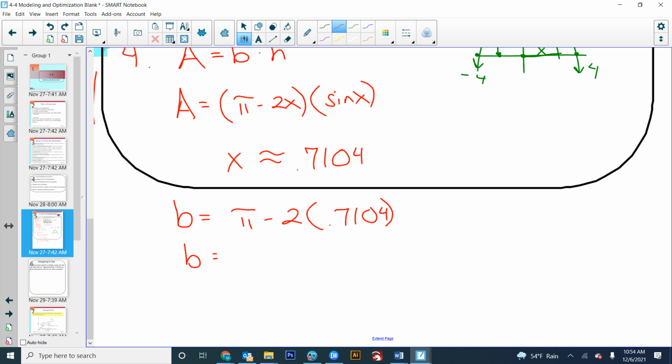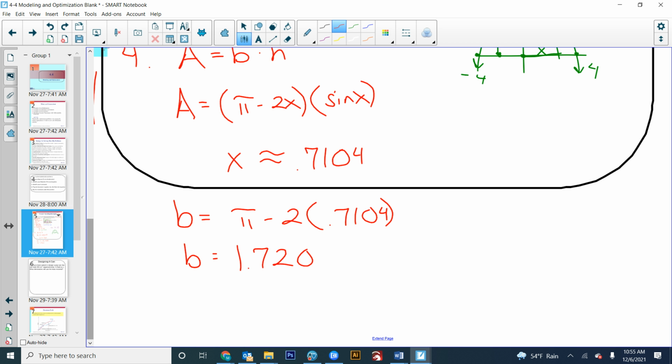Anybody help me out? It's like 1.71 or 1.73. Help me out. Pi minus double 0.7104. 1.72. Oh, yes. Can you give me 3 decimals? Thank you. I know, I'm being that guy. But a lot of you guys have gotten in a bad habit of not rounding. Well, we haven't used the calculator a lot, but when we do, we sometimes don't round to 3 decimal places.